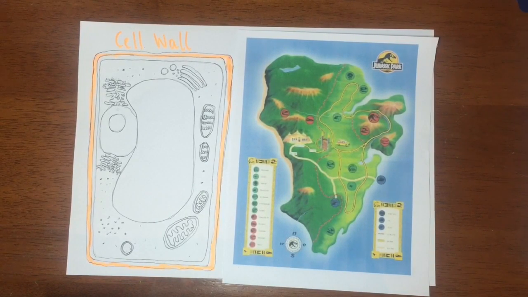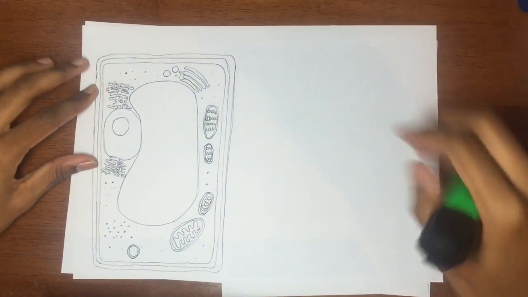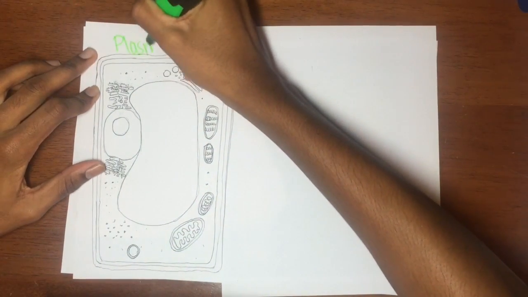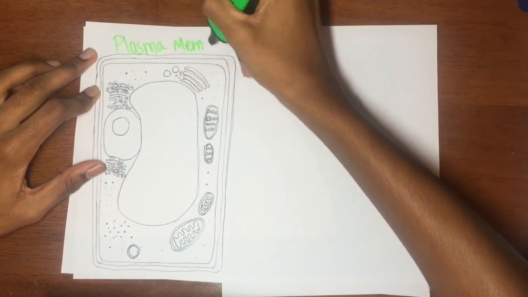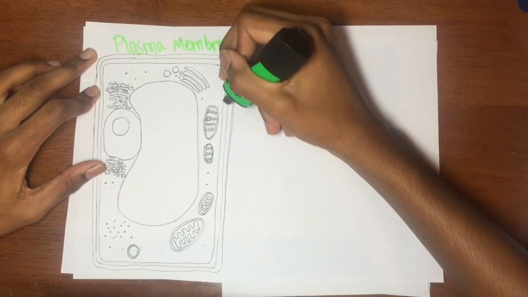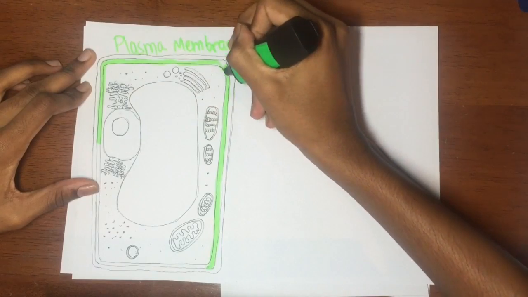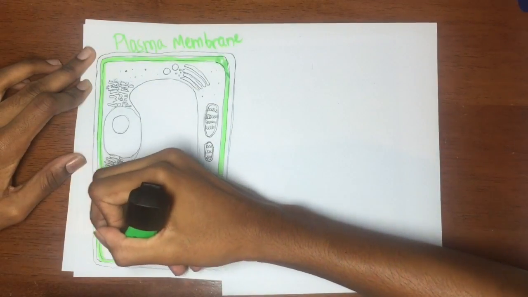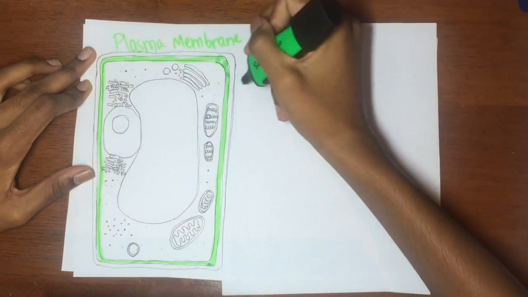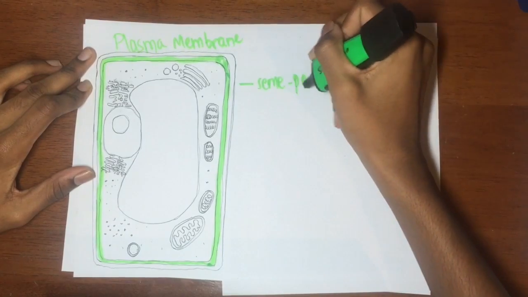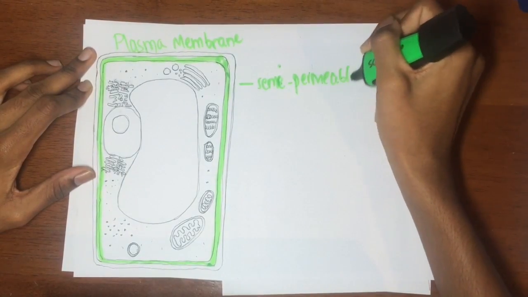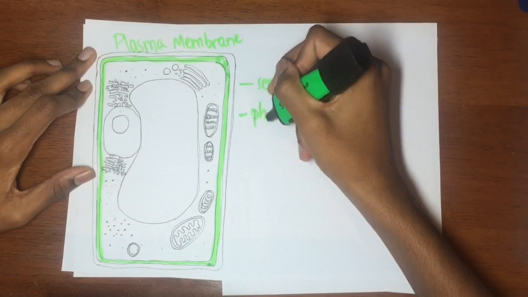Next, it's the plasma membrane. The plasma membrane surrounds the cell but is underneath the cell wall. The purpose is to allow things to go in and out of the cell. This means that it's semi-permeable. It is made up of a phospholipid bilayer. This is just like the gates of Jurassic Park. The gates allow people to go in and out, but only certain people can go in and out.